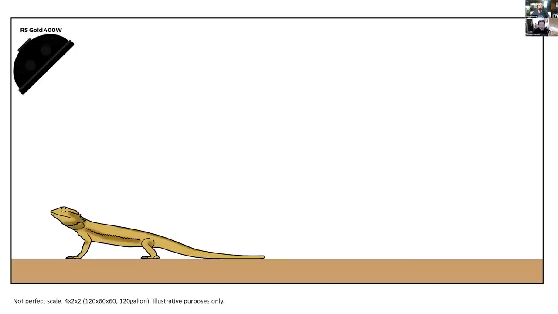You could use a heat lamp. This is the Reptile Systems Gold lamp. I really like this lamp, right? I'm using this as an example because it's got a really wide flood of infrared. Is it actually 400 watts? The hottest one is, yeah, 400. Wow, that's insane.